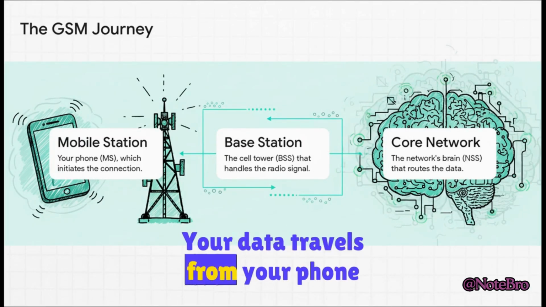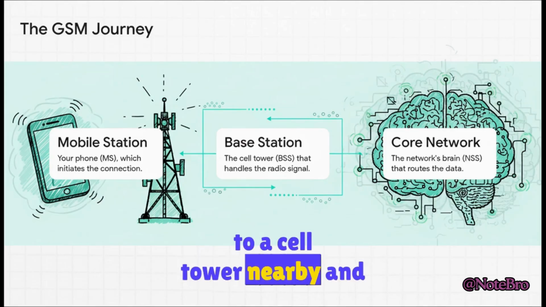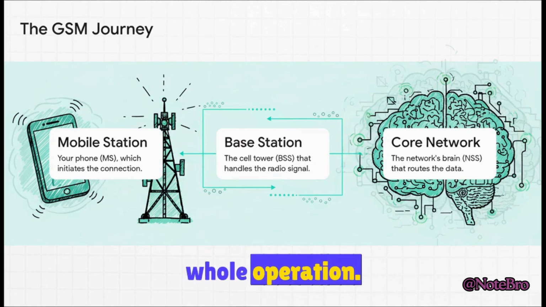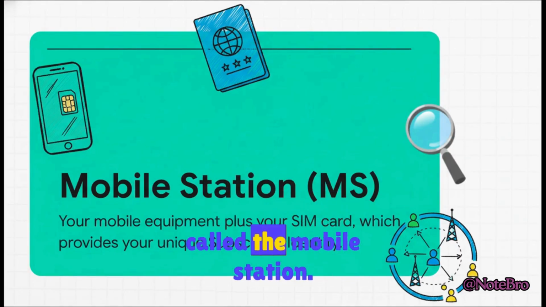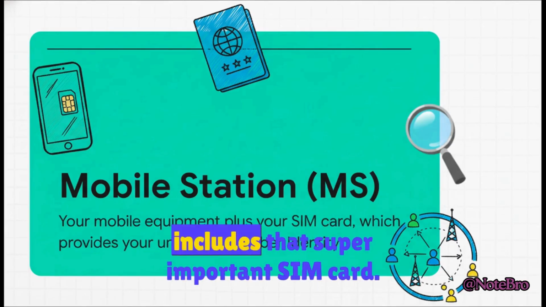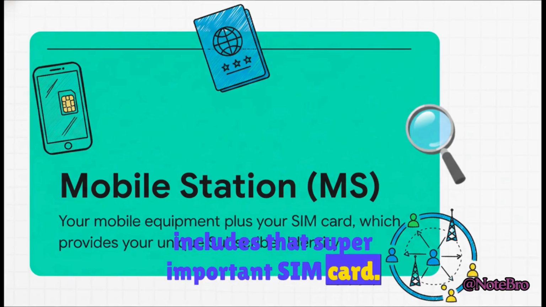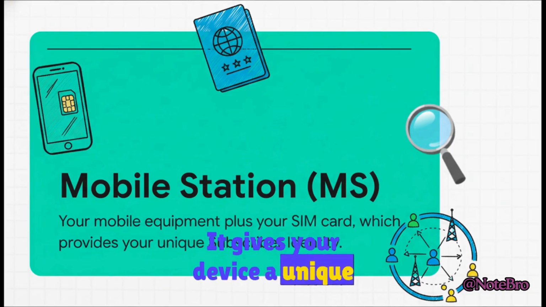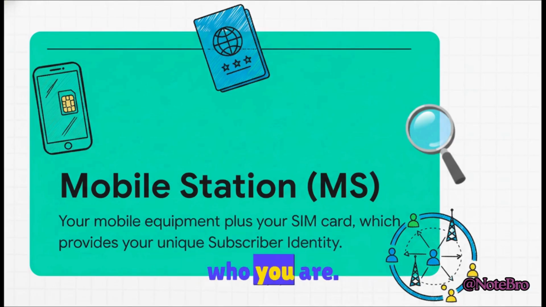Your data travels from your phone to a cell tower nearby, and then into the core network, which is really the brains of the whole operation. Let's take a quick look at each part. The whole thing starts with what's called the mobile station. Now, that's just a technical term for your phone, which of course includes that super important SIM card. Your SIM is basically like a passport. It gives your device a unique identity, so the network always knows who you are.